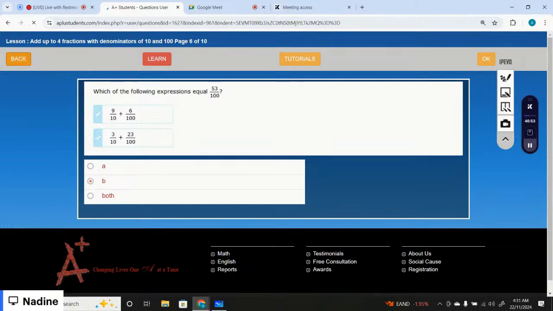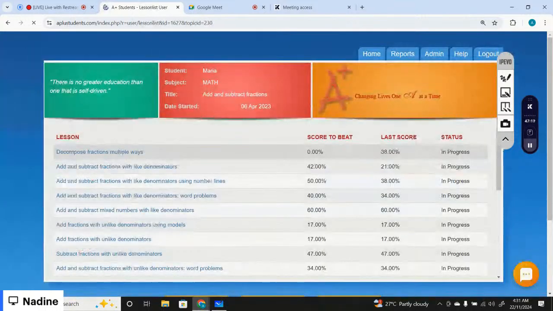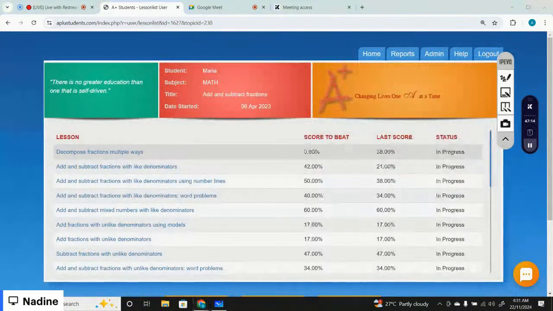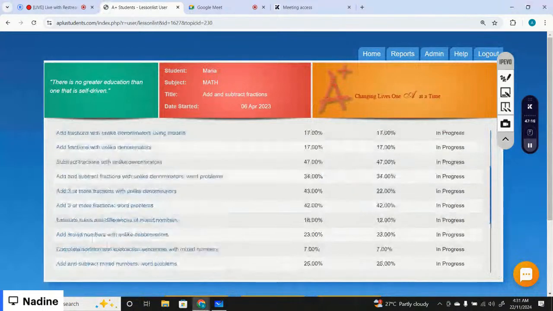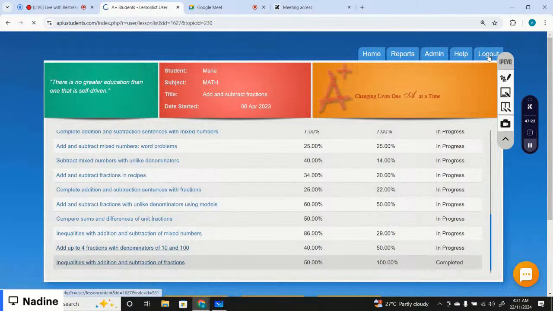Okay, you can complete the lesson by yourself later today. Let me just move on to the next lesson. The next lesson is inequalities with addition and subtraction of fractions.